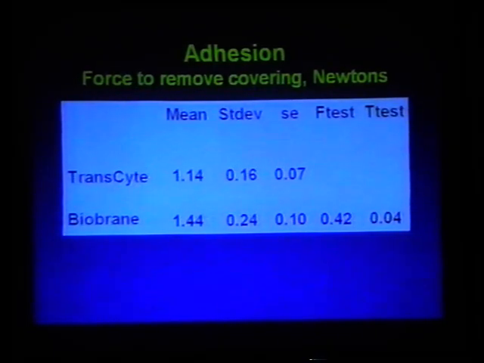Now this was an experiment comparing the scaffold that we use for Transite with Transite itself. We put pieces of Transite onto a nude mouse, left it for 2 weeks, and then tried to remove it. And you can see that the force required to remove the scaffold alone is somewhat greater than, in fact significantly greater than it is for Transite. So it appears that this pre-formation of a capsule does have a real effect.